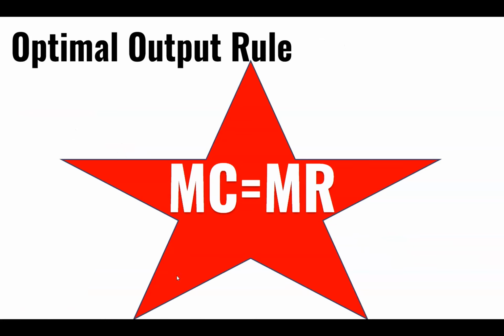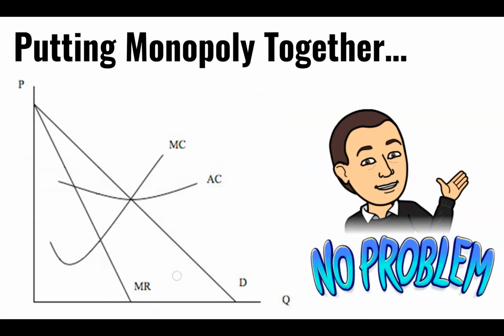Keep in mind, again, the optimal output rule remains the same. Marginal cost equals marginal revenue. That's what will be the optimal point for us that will maximize our profit. So we'll draw the demand curve downward sloping, the marginal revenue curve inside of demand. We'll overlay the marginal cost and average total cost curve, and this will be what monopoly graphs will look like.